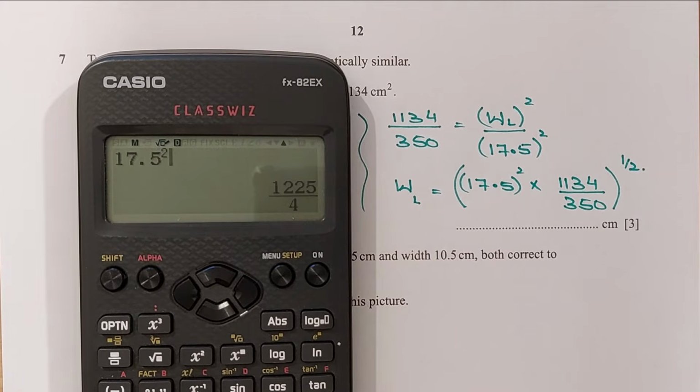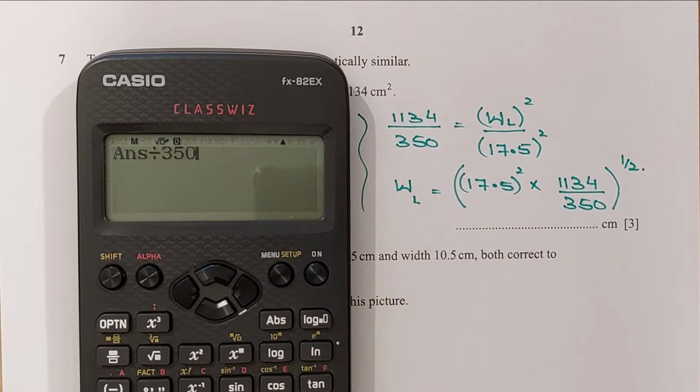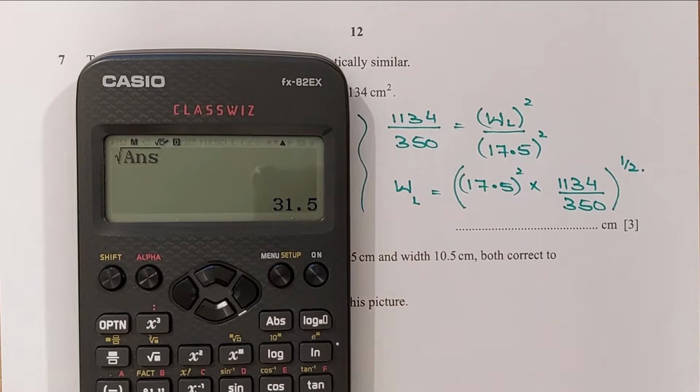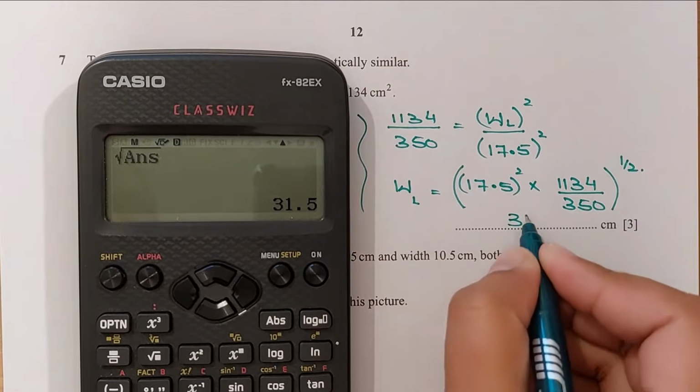17.5 squared times 1134, and divide by 350, and take the square root of the answer. That equals 31.5 centimeters, which is the width of the larger frame.